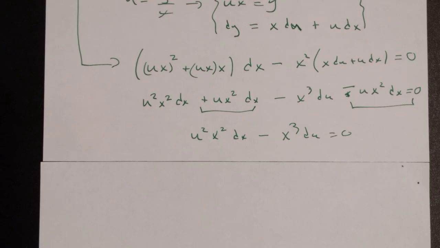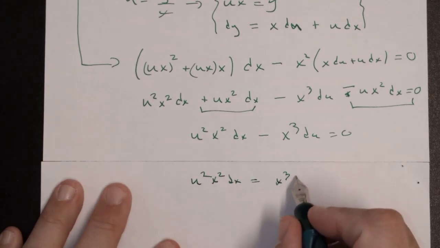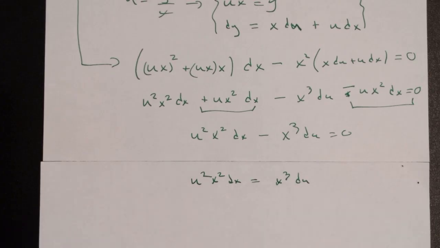I have to start by putting the dx and the du on opposite sides. So I have u squared x squared dx equals x cubed du. Then I'll put the u's on the right and the x's on the left. What do I get? For x dx equals one. Ta-da! You know how to solve that, don't you?